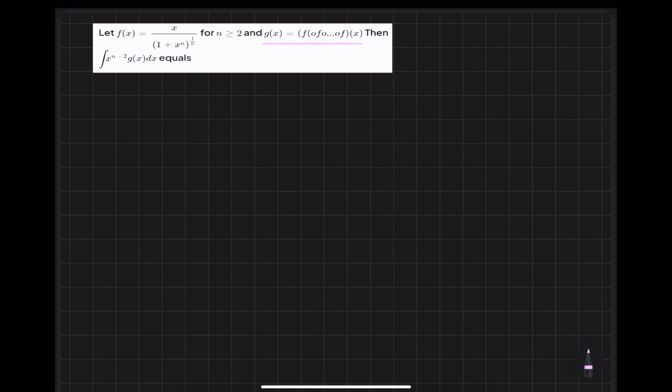So we have f of x. Now what I'm trying to find? I'm trying to find f of f of x. So what we have to do? Just replace x with f of x. So this x is done. 1 plus f of x power n, power 1 by n.